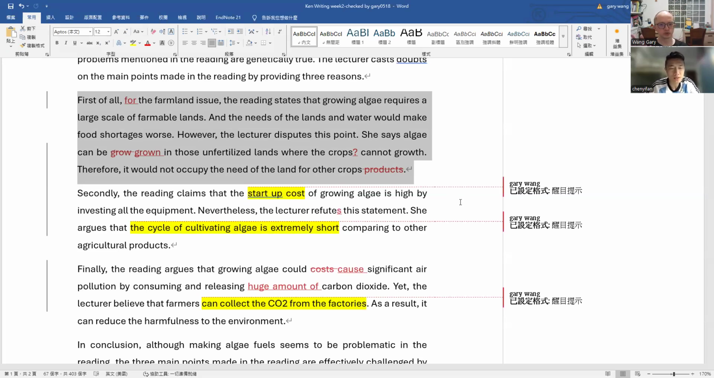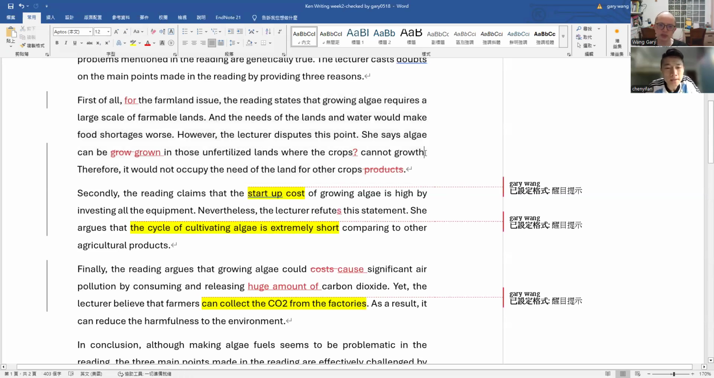Therefore, could you stop a little bit? Cannot grow, right? Cannot grow. What do you mean by the crops? I mean like 农作物. Yes. So the lecturer disputed this point, she said algae can be grown in those lands where other crops, you mean other crops?